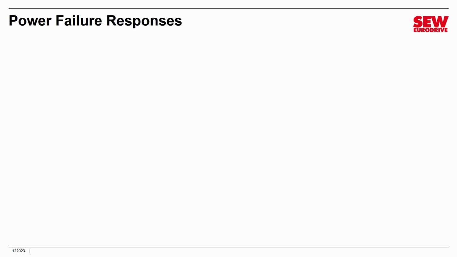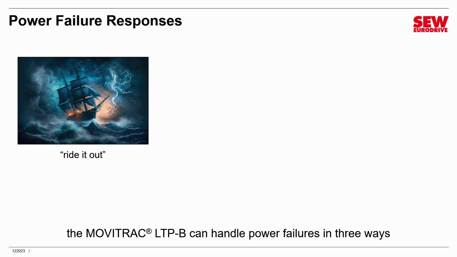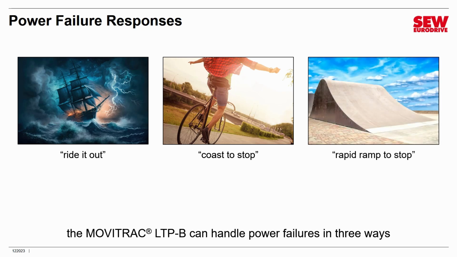Now, closely related to stops is power failure handling. What happens if the power fails to the VFD? Well, the MOVITRAC LTP-B can handle power failures in 3 different ways, and here they are. The first is called ride it out. The second is called coast to stop, which sounds familiar. And the third is rapid ramp to stop. Let's talk about how these 3 behaviors operate.